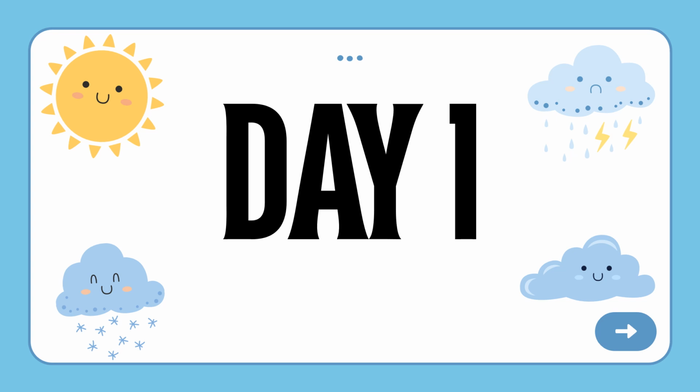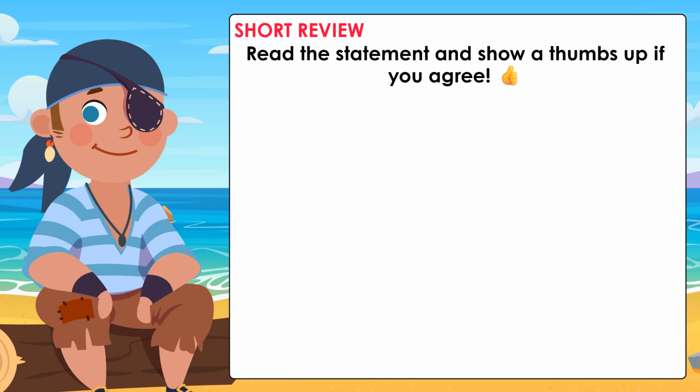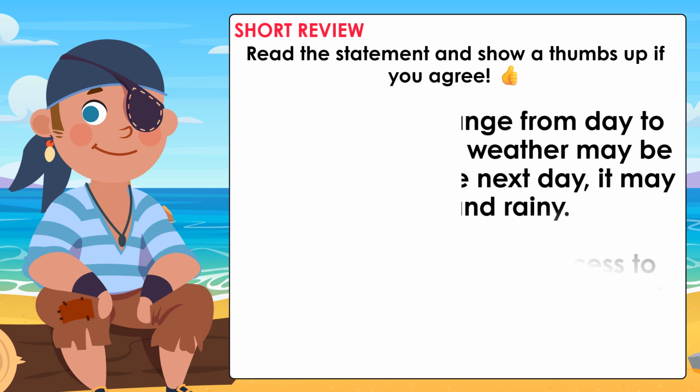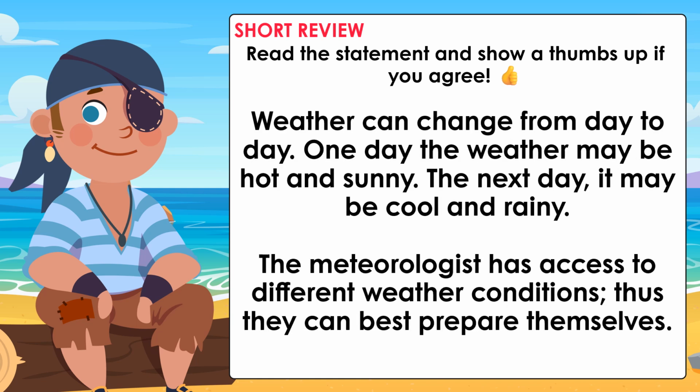Day 1. Let's have a short review. Read the statement and show a thumbs up if you agree. Weather can change from day to day. One day, the weather may be hot and sunny. The next day, it may be cool and rainy. The meteorologist has access to different weather conditions. Thus, they can best prepare themselves.